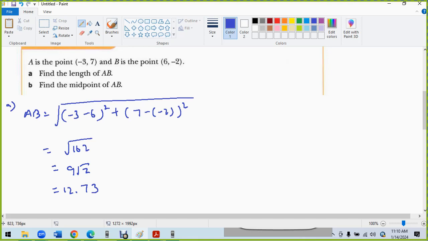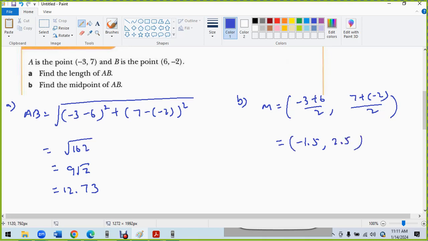This is A, then B. The midpoint M is negative 3 plus 6 divided by 2, and 7 plus negative 2 divided by 2. Then we have negative 1.5 and 2.5. So this is the answer.